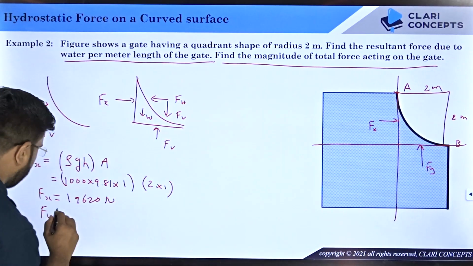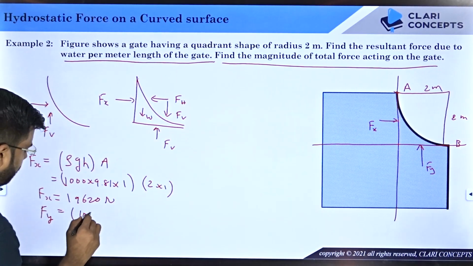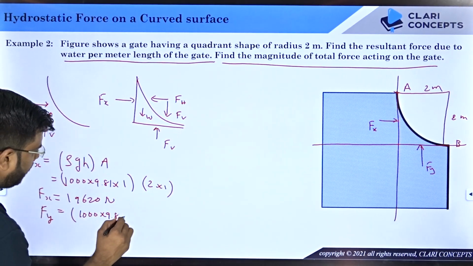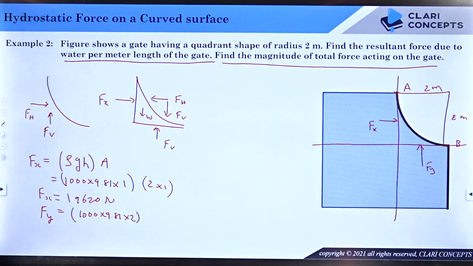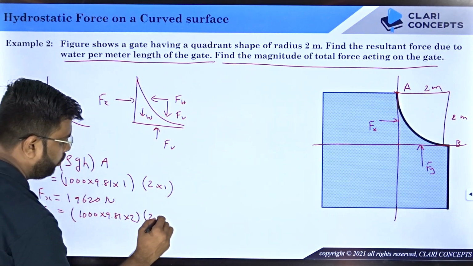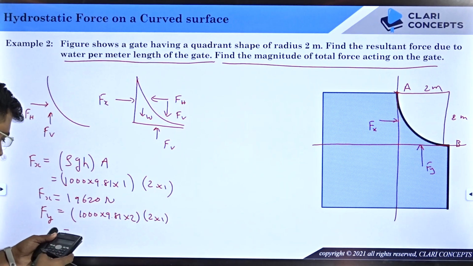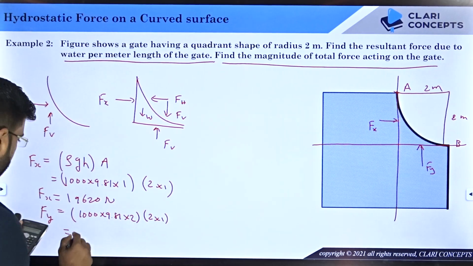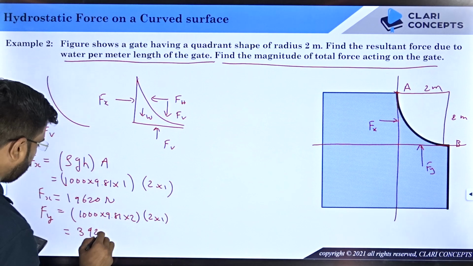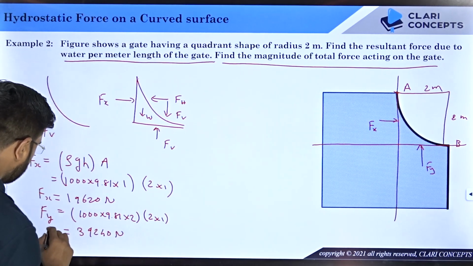So when you calculate Fy, Fy will be equal to rho gH. Rho is 1000. g is 9.81. H is 2 meter. That is the centroid location. And then area is 2 into 1. So I think you must get 39240 newtons. This is Fy.